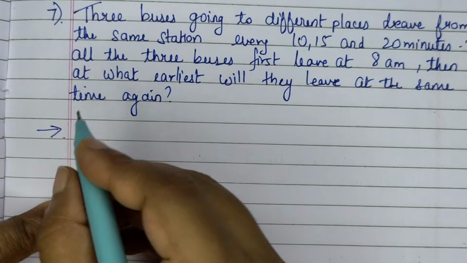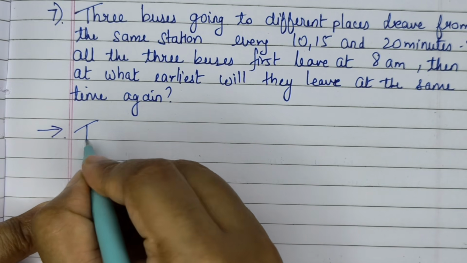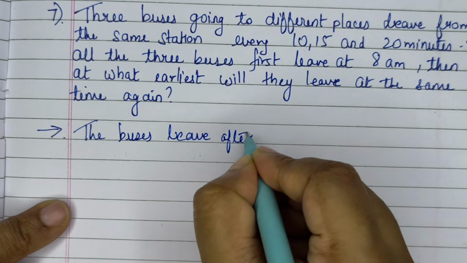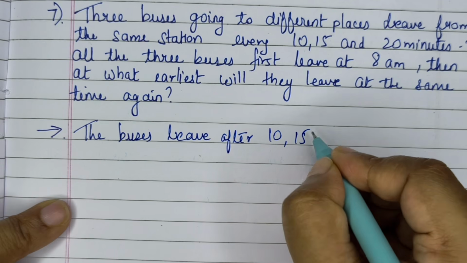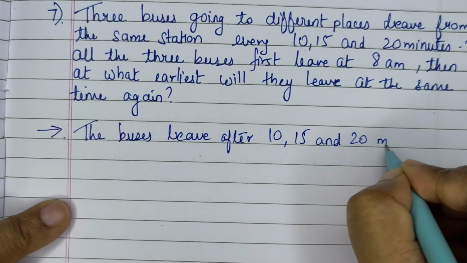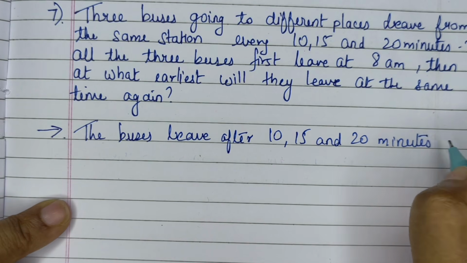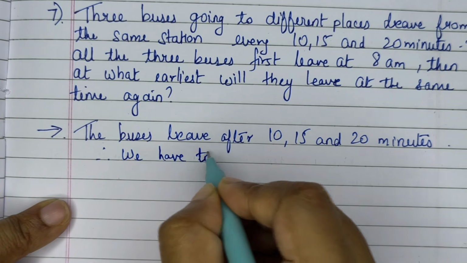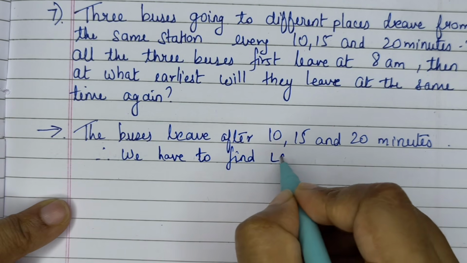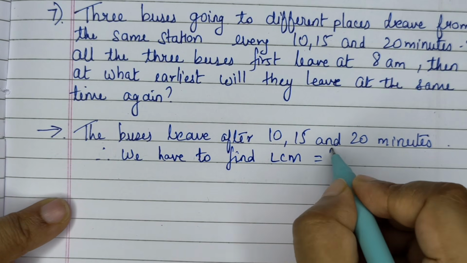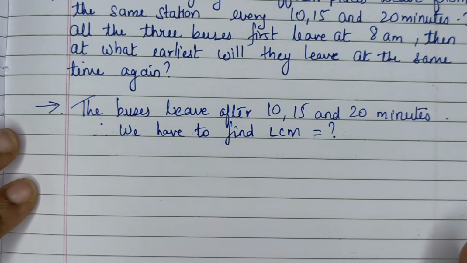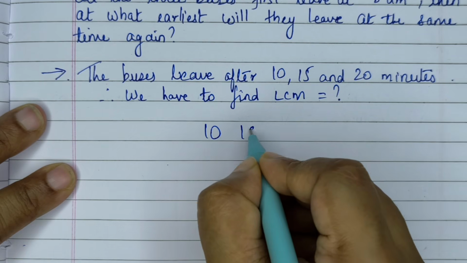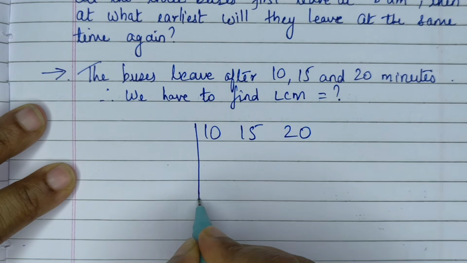So first we can also write the statement that the buses leave after 10, 15 and 20 minutes. Therefore, we have to find the LCM. Understood? That means we have to find the LCM of the given numbers. Now see, the numbers are 10, 15 and 20. We have to find the LCM of these numbers.